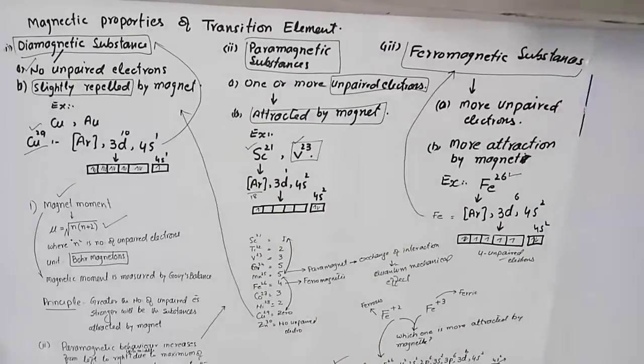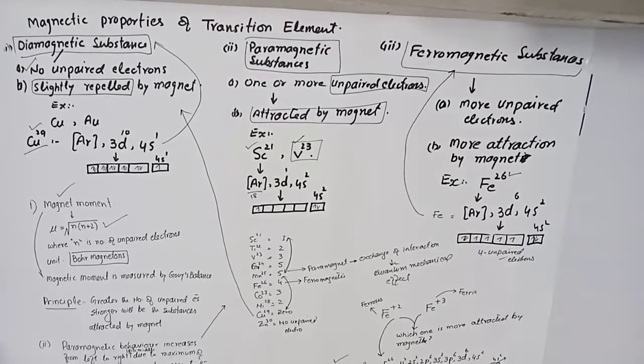Now it is clear that Fe plus 3 is more attracted by a magnetic field, having 5 unpaired electrons. So Fe plus 3, having 5 unpaired electrons, will be more strongly attracted by a magnetic field.